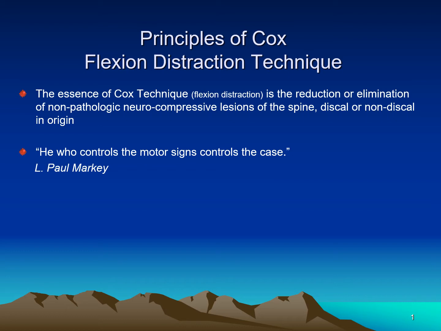With any neurocompressive lesion, you have the potential of deterioration in the sensory and/or motor system. And what Paul is stating here is that if you can effectively treat, control, and improve the motor signs, then you can accept that case, and you can be a positive force for that case. But if the motor signs begin to deteriorate, then we have a case that we might need to get assistance on. So the question is, why motor over sensory?